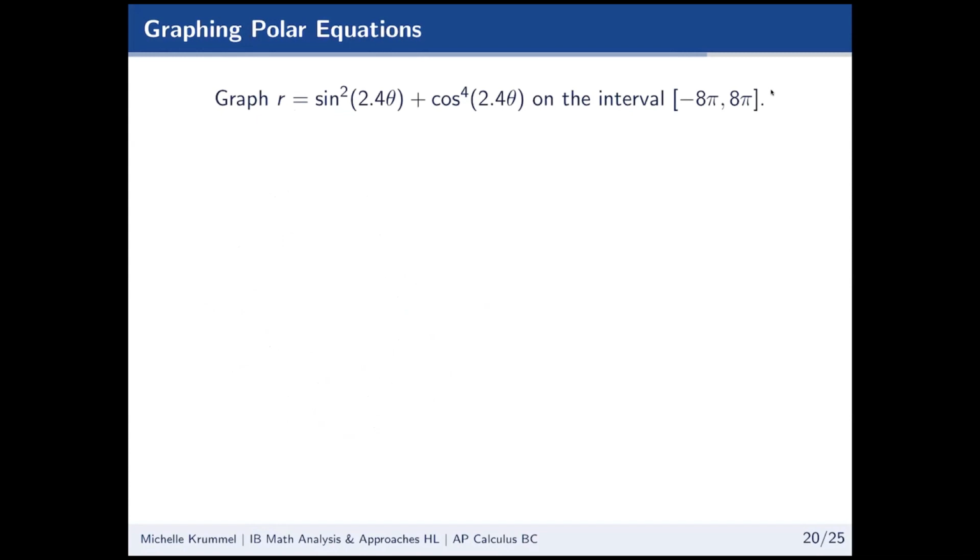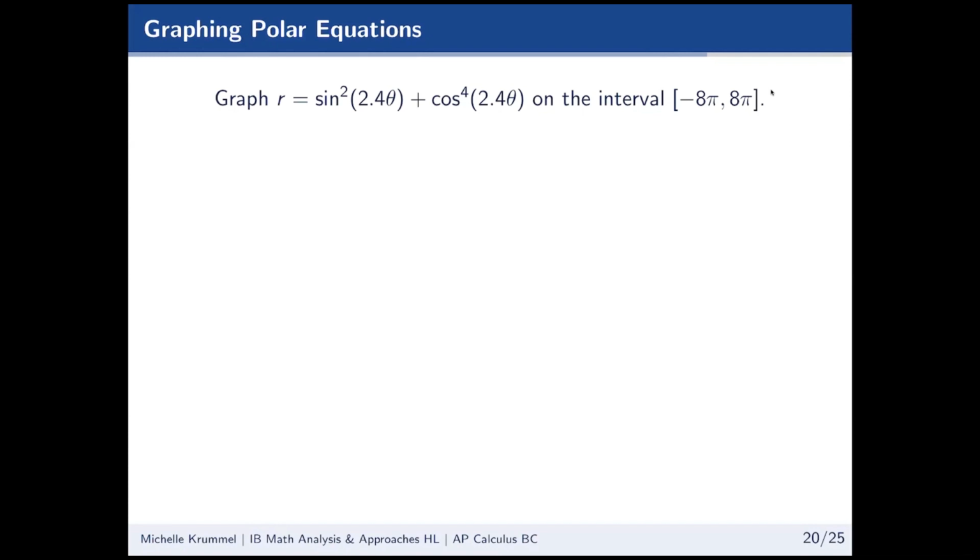So switch to polar mode in your calculator. You're going to hit the mode button and change from function mode to polar mode. When you're in polar mode and you hit your y equals button, instead of seeing y1 equals, you are going to see r1 equals, because our polar equations are going to be, for the most part, in the form of r equals and then some function of theta.